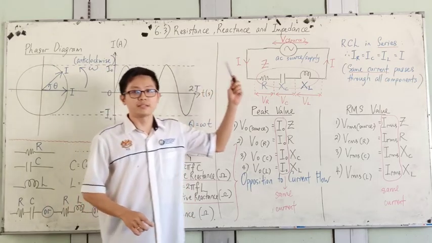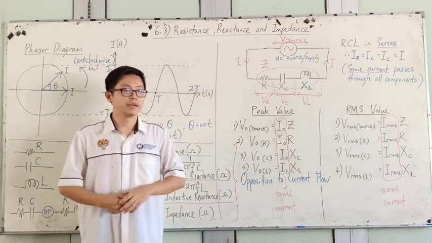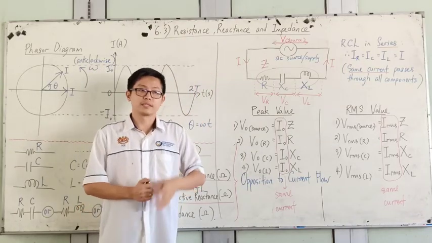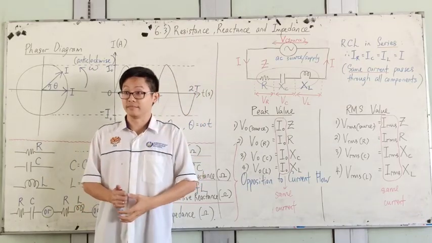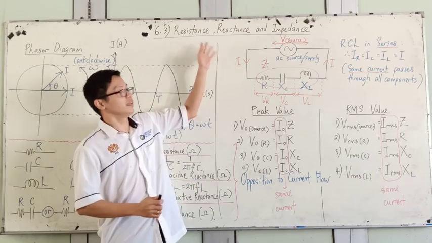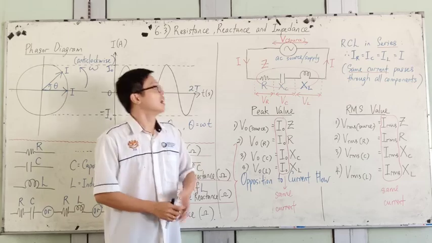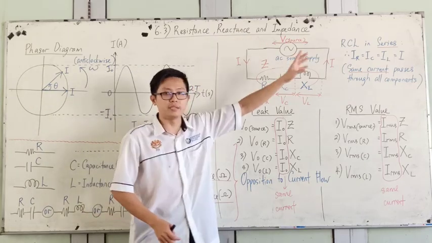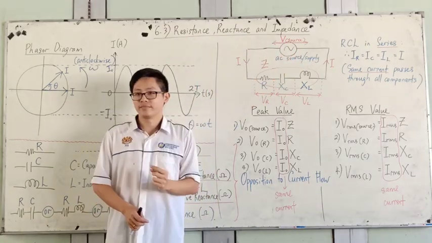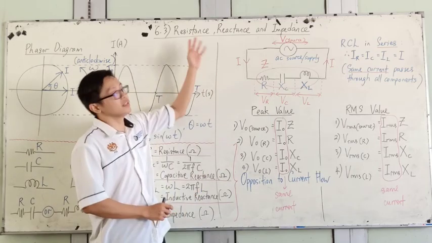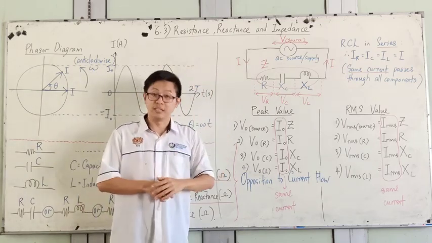Resistance, reactance, and impedance. Okay, we learned about resistance before, right? Resistance lowers the current. It always uses the power. So reactance and impedance are almost like resistance. They lower the current. When resistance increases, the current decreases.